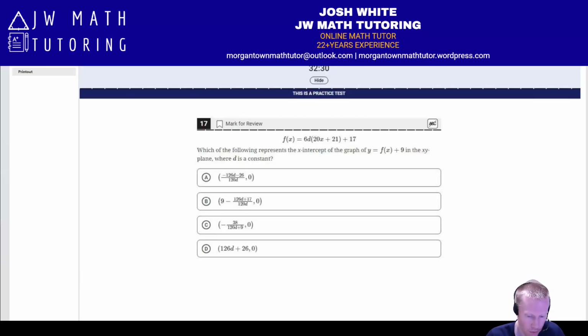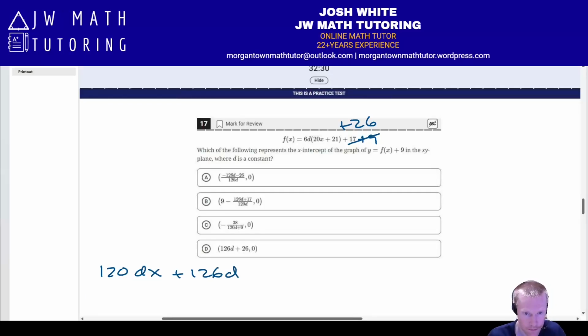All right, so a couple different ways you could do this. The algebraic way would be to do the following. First of all, if this is the function, to shift it up 9 units, you just add a plus 9 here. So at the end, this becomes plus 26. Then you're going to distribute this out. So in other words, you're going to get 120dx plus 126d. Okay, and then you have the plus 26.